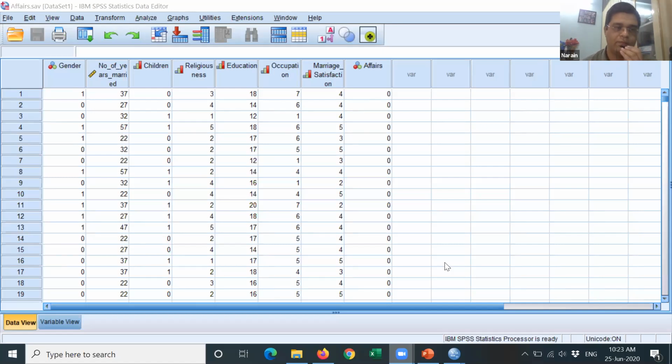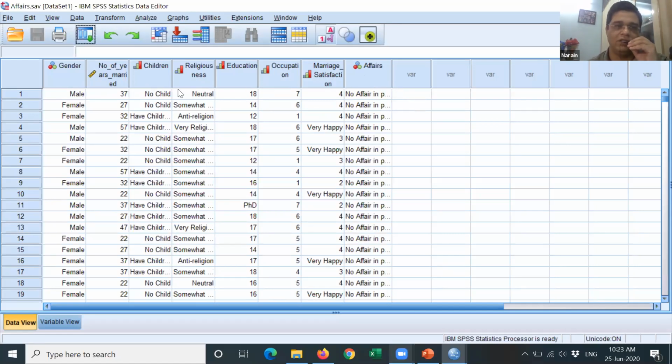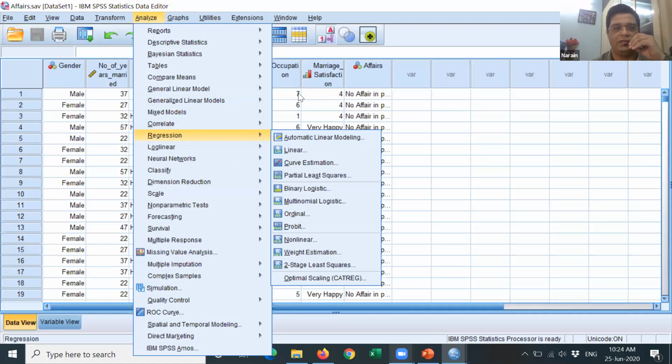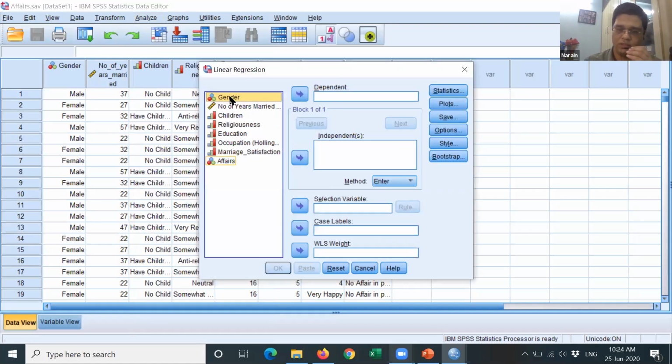Would anyone confirm? Okay, so this is a data set with gender, male or female, number of years married, children, religiousness, education, occupation, marriage satisfaction, and affairs. So whether the person is male or female, has no child or a child, is anti-religious or religious, and whether the person has had an affair in the past year or not. I'm simply running a regression: go to Analyze, Regression, Linear Regression, and I take affairs as the dependent variable and all these as my independent variables.